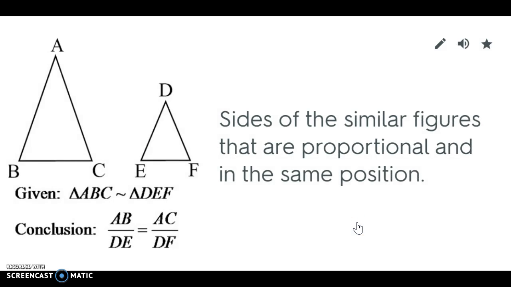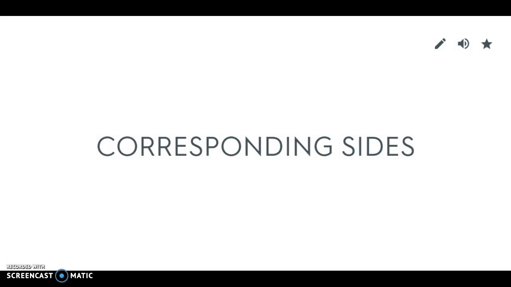Corresponding sides, we talked about this a little bit. These are sides that are in the same position. So the left is corresponding with the left. The right is corresponding with the right. And the bottom is corresponding with the bottom. So it's whatever's in the same position. If you don't have a picture, you can look at the letters. The first 2 letters are corresponding to the first 2 letters. The first and the last is corresponding to the first and the last.